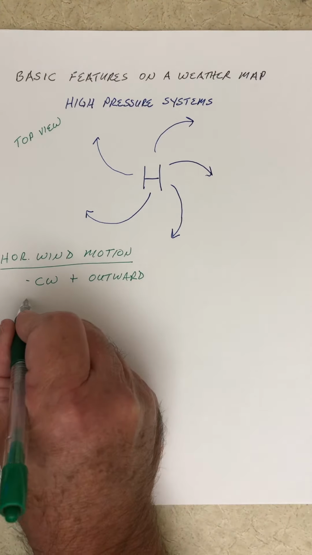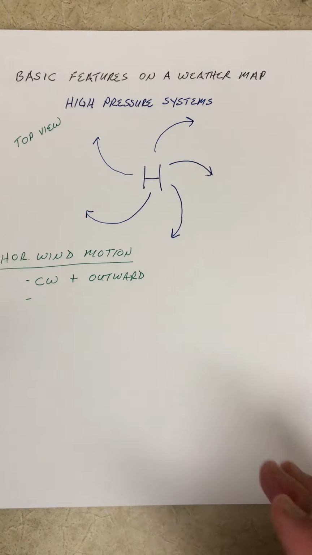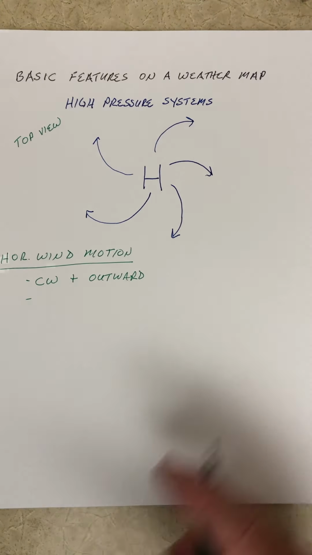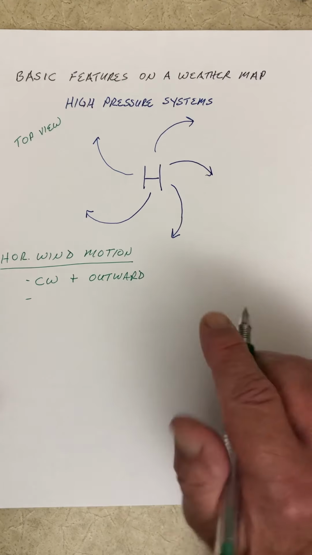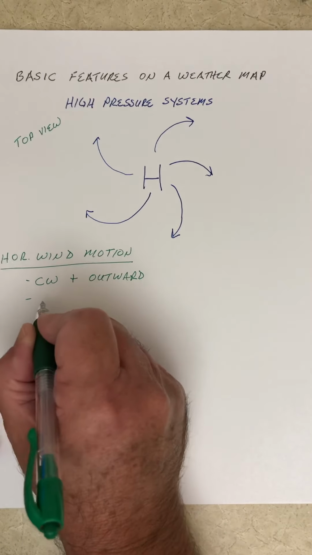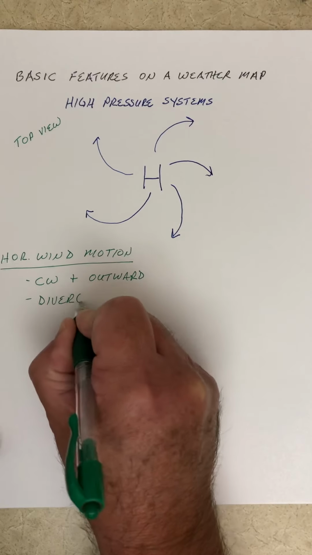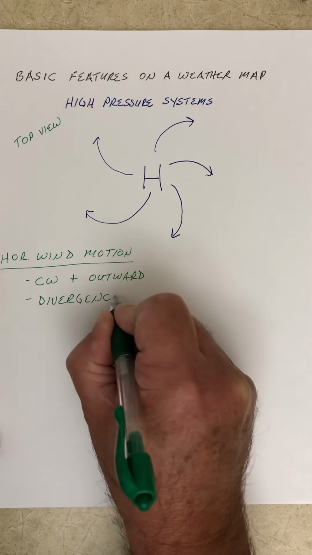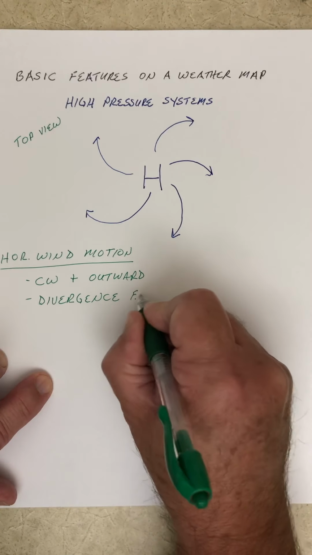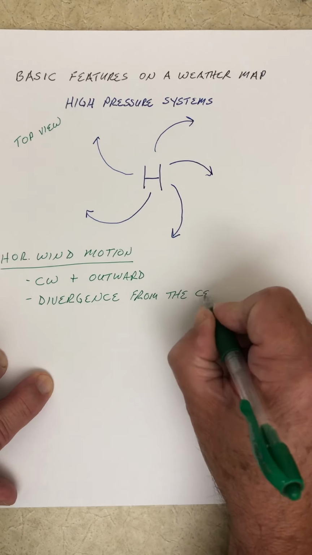Okay, and so if you remember with a low pressure system, the air flowed counterclockwise and inward, and that inward motion we referred to as convergence. Air converged in the center of low pressure. With high pressure, the motion is clockwise and outward, and we refer to that as divergence. So divergence is the opposite of convergence. And so there's divergence from the center of the high pressure.